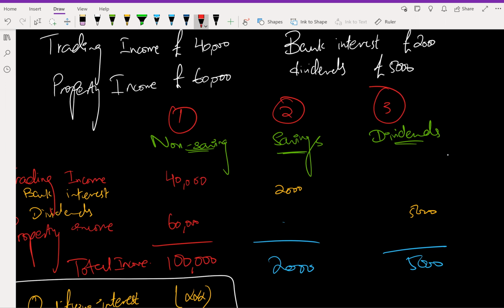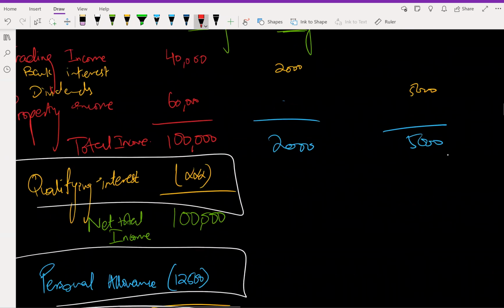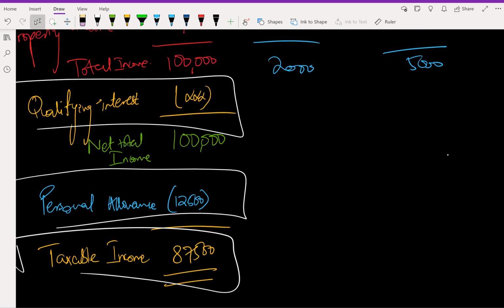Now, since all the deductions are being prioritized first to non-savings, savings, and dividends, taxes will also be prioritized first to non-savings, then savings, and then finally dividends. Hierarchy will not change. The chronological order will stay as it is: non-savings, savings, dividend. Now, the point is, I had enough non-savings income to deduct the personal allowance and the qualifying interest. Therefore, I didn't see the need of going to savings or dividend.